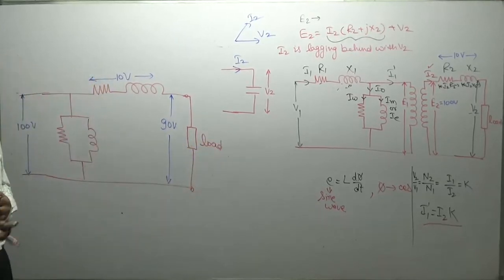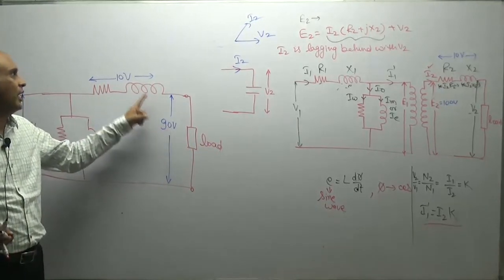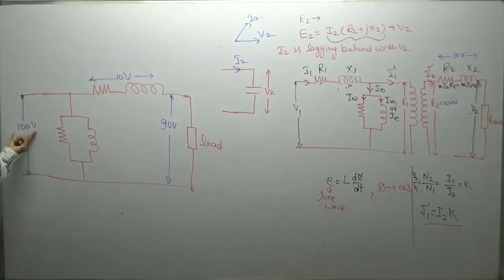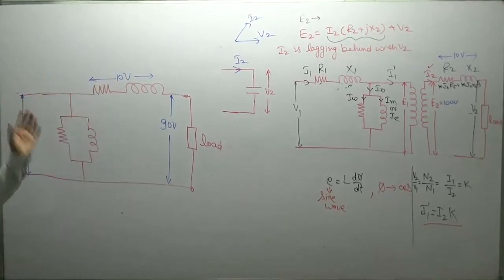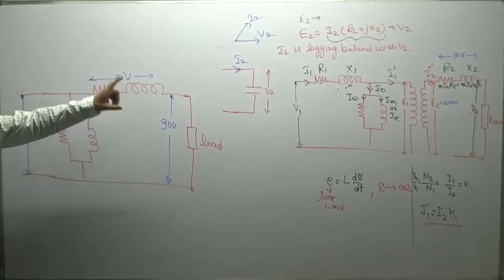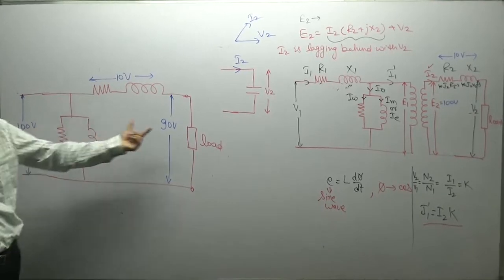First, please note, all are vector quantities. Vector sum of this one and vector sum of this one will be equal to this one. But for the purpose of understanding, I have just written some scalar values. So if the applied voltage is 100 volt, there is a voltage drop of 10 volt, then the terminal voltage is 90 volt. In a good quality transformer, it should be equal to this one.